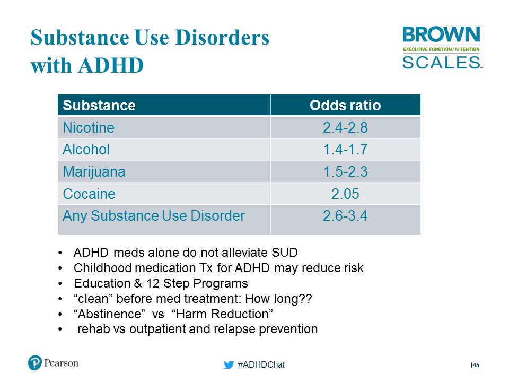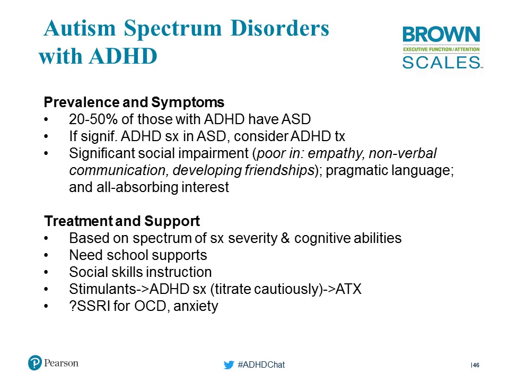Substance use disorders, ADHD meds don't fix them, and you've got odds ratios here. Autism spectrum. Those of you who've been in the field for very long know that for a long time we were not supposed to make a diagnosis of autism spectrum and ADHD together. That changed with DSM-5. It's finally recognized now what had been clear in the research for some time, and that is that many of the people who have autism spectrum disorders also have ADHD. And it can often be a big help to them to be able to get that ADHD addressed.